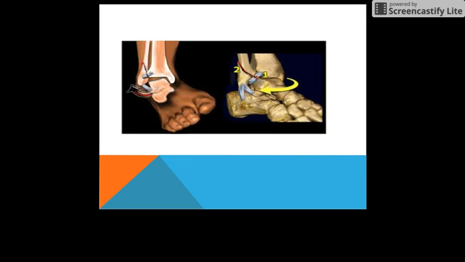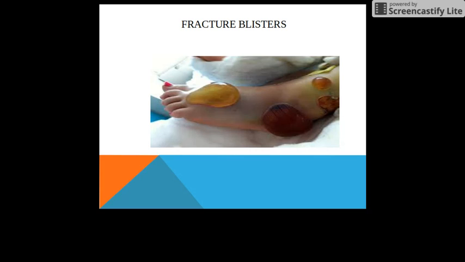This is a dislocated ankle. You can see that it fractures the fibula, tears up the ligaments, and causes general pain and suffering. Fracture blisters happen sometimes, not very often. I've seen them a few times. You just have to manage them and make sure they don't get infected.